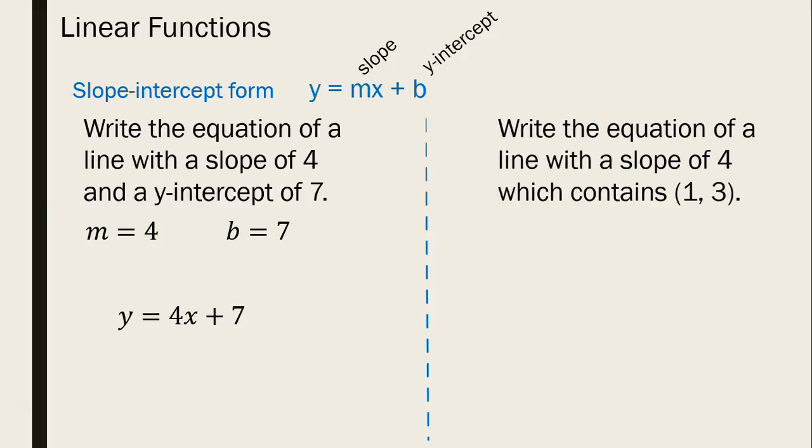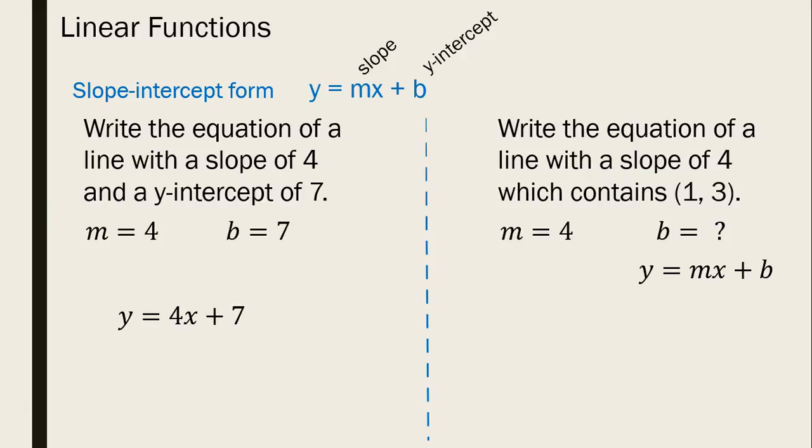What if we want to write the equation of a line with a slope of 4 which contains the point (1, 3)? Well, now we have a little more work to do. We know what the slope of the line is, but we don't know the y-intercept. There's a couple of ways we can handle this. One way would be to say, well, we know what this slope-intercept form looks like, and it's really telling us a relationship between a point, the slope of the line, and the y-intercept of the line.